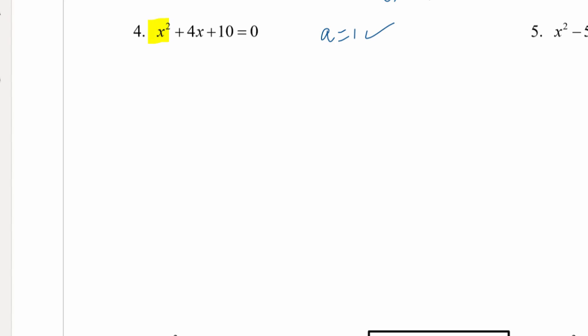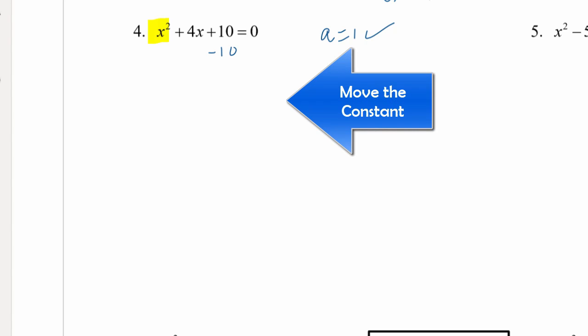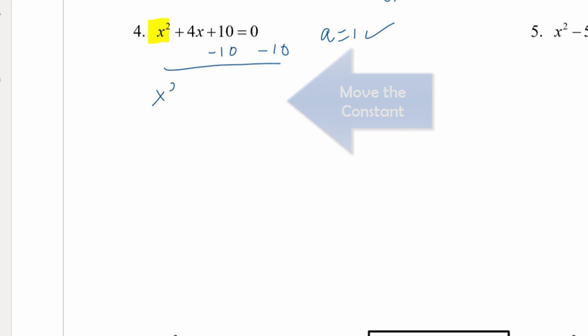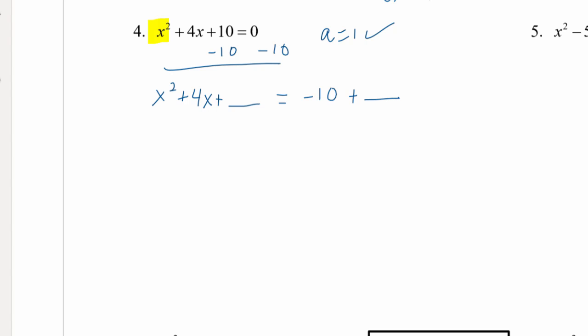Check. Okay. The second step, move the constant. So we're going to subtract 10 from both sides. So now we have x squared plus 4x plus, we're going to add something there. So leave space to add the constant when we complete the square. Here we have negative 10 that we just moved over. And then plus, okay, whatever we add to one side, we're going to add to the other side. So that's why we have the two spaces.